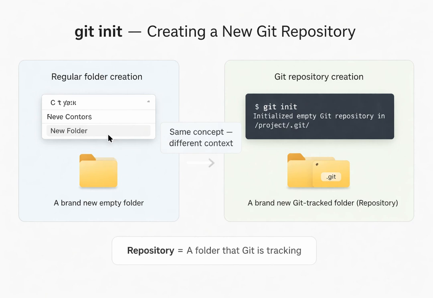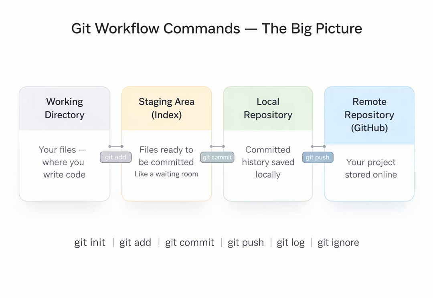When you run git init, Git responds with initialized empty Git repository. And yes, it's empty at first. That's completely normal. Nothing is in it yet. A repository is simply a folder that Git is now watching and tracking. That's all it is. Before diving deeper, let's look at the big picture of the Git workflow.